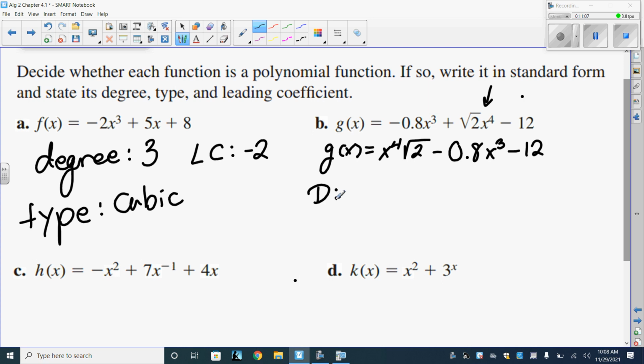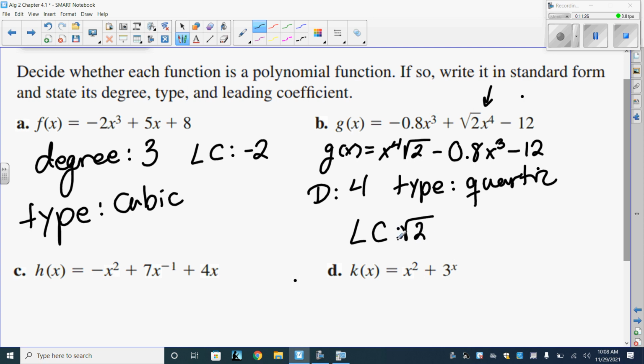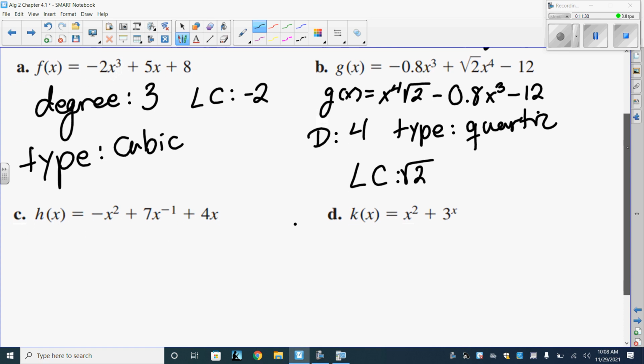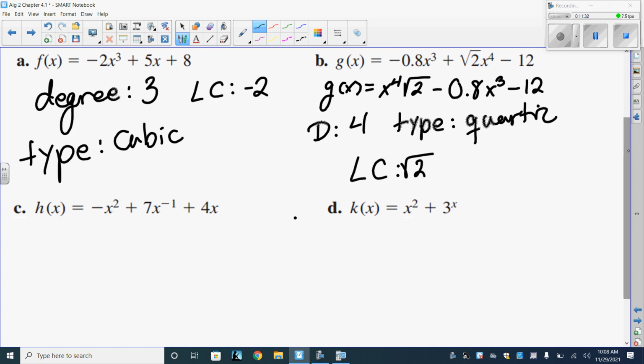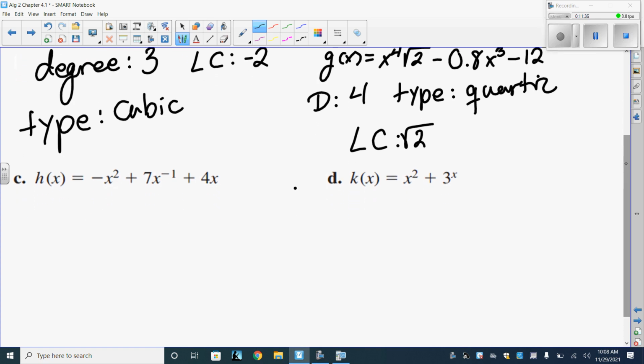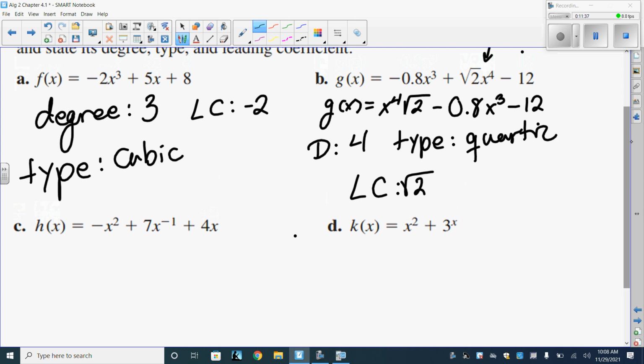What would the degree of this function be? 4. What is its type? It is a quartic because it is degree 4. And the leading coefficient is the square root of 2. It's just going to be that number connected with the variable with the biggest exponent. Any other questions on A or B?